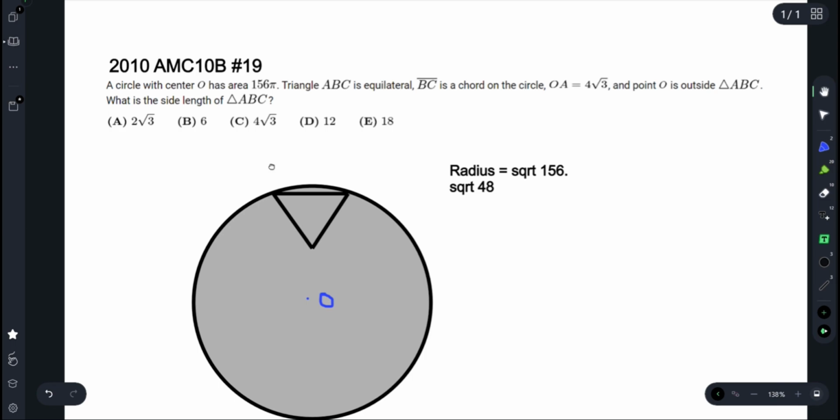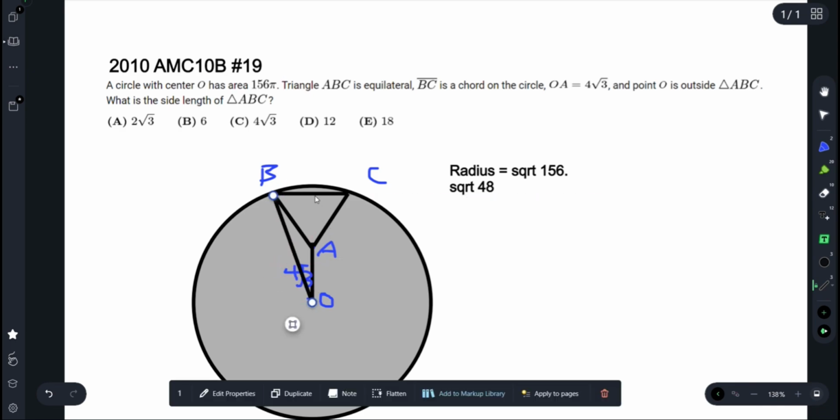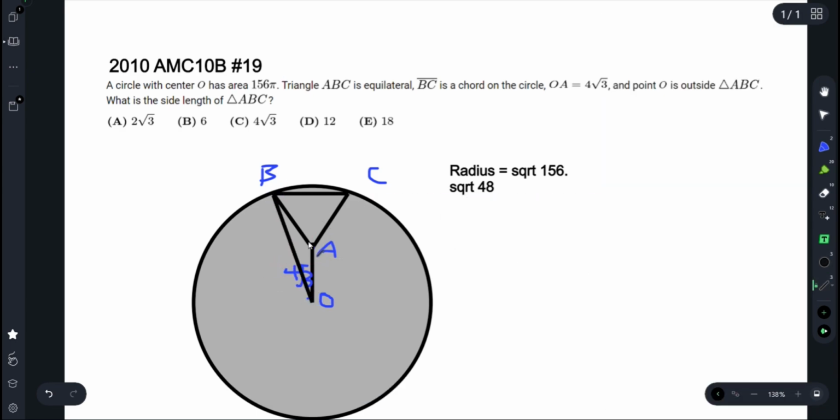We have B, C, A, with this line right here connecting. And this is 4 root 3. And so what we can do right now is draw OB, which is the radius, and draw this line down as a perpendicular. So now we have this, and this is root 156.